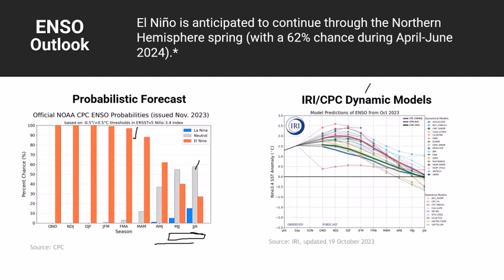And looking at dynamic models, notice that this is not updated. This is from October, but you can still see that the warming of the Niño 3.4 region is very prominent all the way until approximately the February, March, April trimester. And once we get into this trimester, most of the models show a rapid cooling of the Pacific.